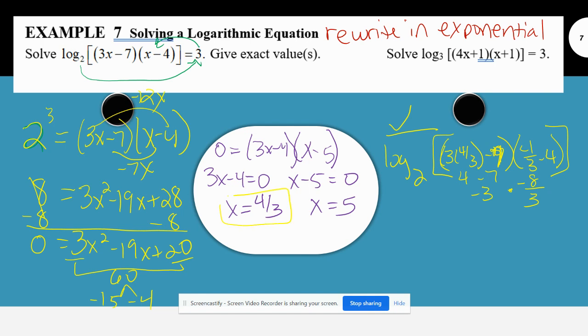So this is okay. And then log base 2 of 3 times 5 minus 7 times 5 minus 4. 15 minus 7 is 8. 5 minus 4 is positive 1. 8 times 1 is positive. And so both of those are okay answers for us to have.